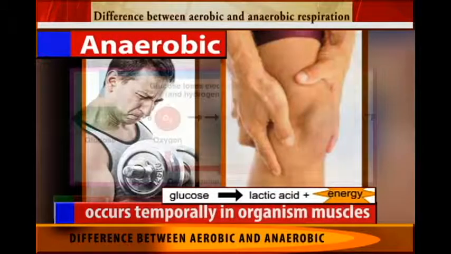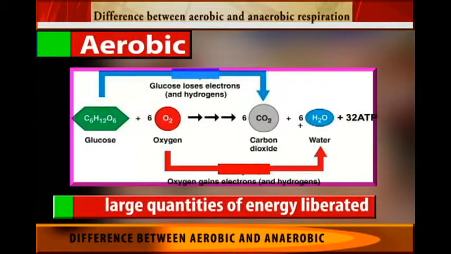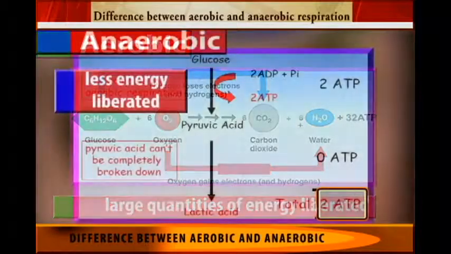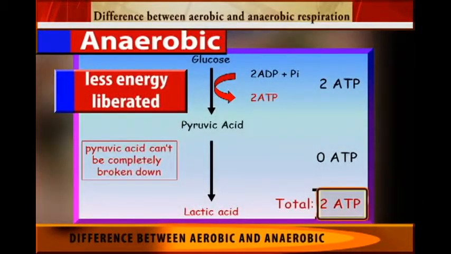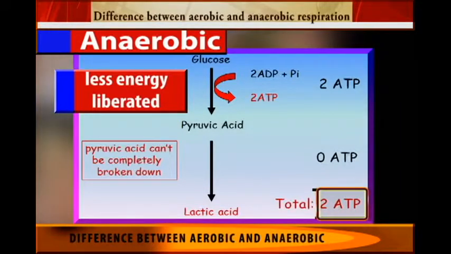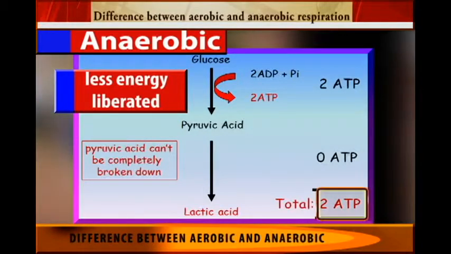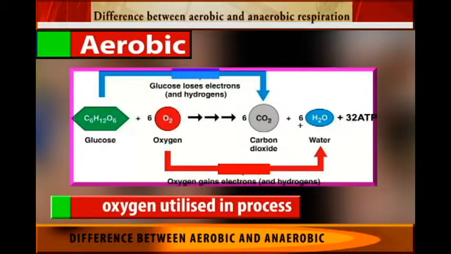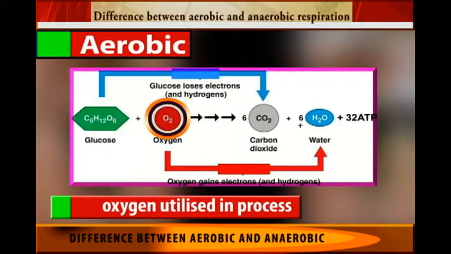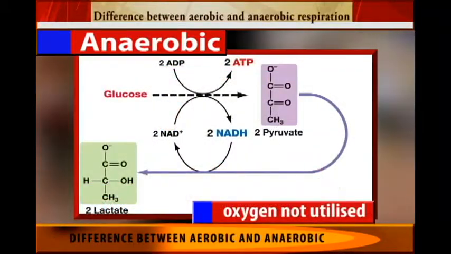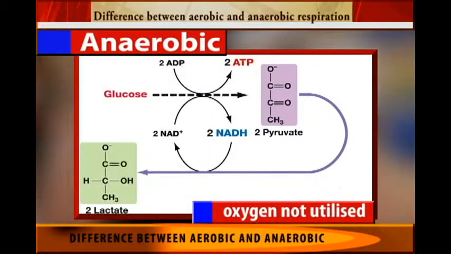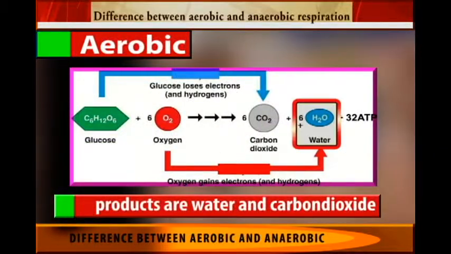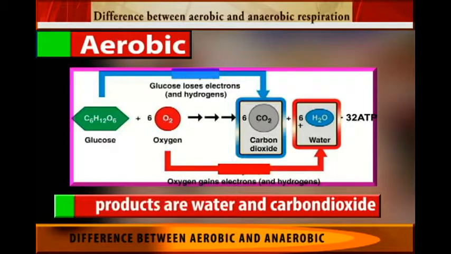Then in aerobic respiration, large quantities of energy are produced, whereas for anaerobic respiration the energy liberated is always very little. Now if you look at oxygen, it is utilized in the process of aerobic respiration, whereas oxygen is not needed in anaerobic respiration. The products in aerobic respiration are water and carbon dioxide.